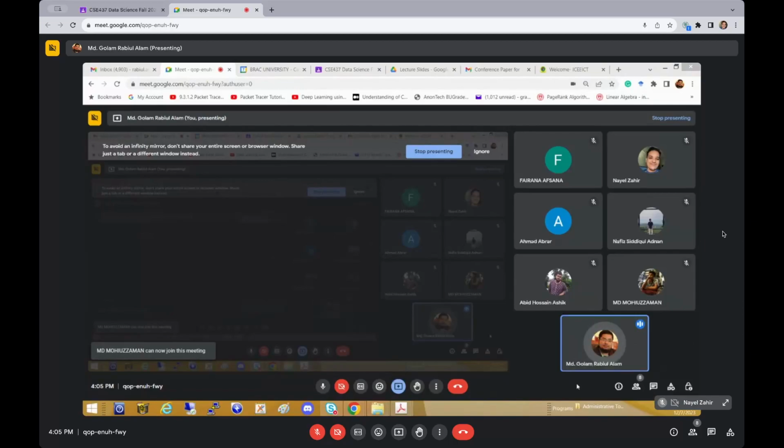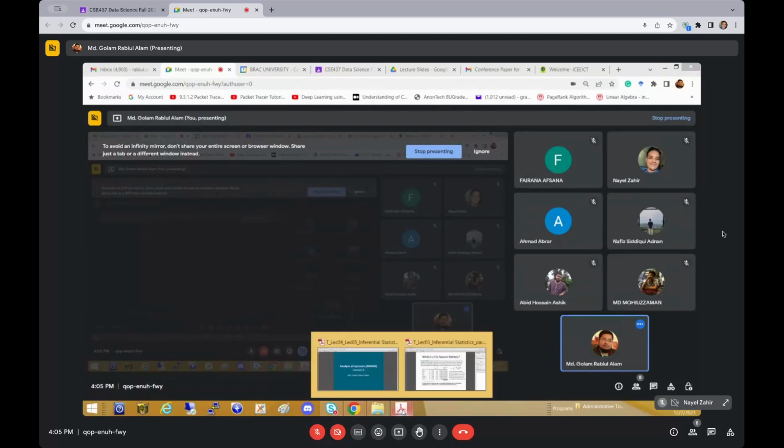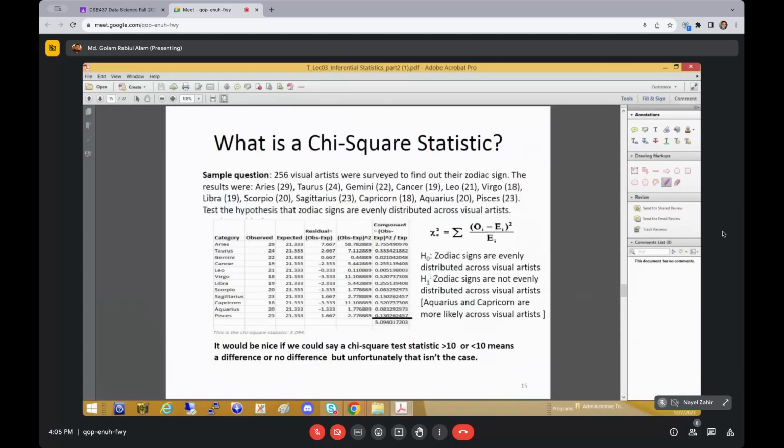If the average and standard deviation are known, we can apply maybe the g-test or t-test in that case. But here, for the chi-square, the null hypothesis is that zodiac signs are evenly distributed across visual artists. And here is the alternate hypothesis: zodiac signs are not evenly distributed across visual artists. So we want to prove the alternate one.